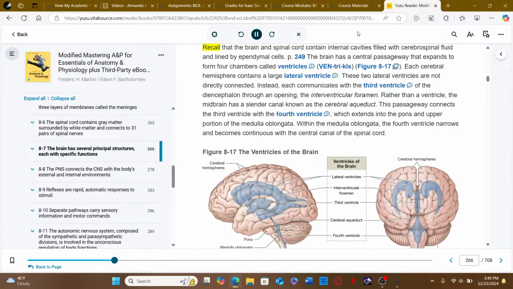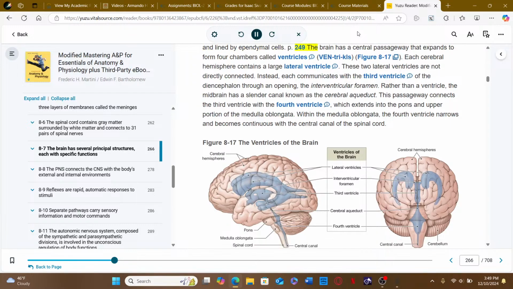The ventricles of the brain. Recall that the brain and spinal cord contain internal cavities filled with cerebrospinal fluid and lined by ependymal cells. The brain has a central passageway that expands to form four chambers called ventricles, figure 8-17. Each cerebral hemisphere contains a large lateral ventricle. These two lateral ventricles are not directly connected. Instead, each communicates with the third ventricle of the diencephalon through an opening, the interventricular foramen.